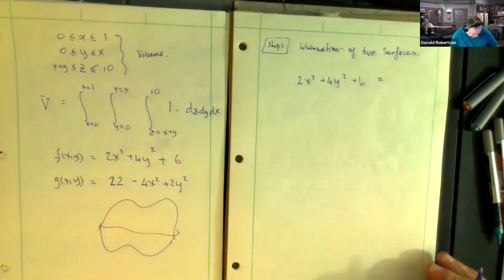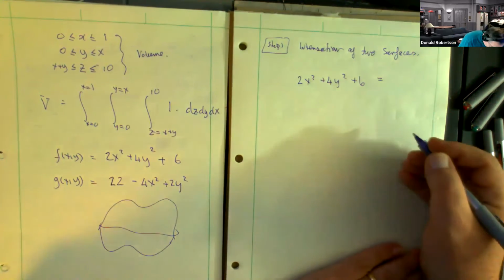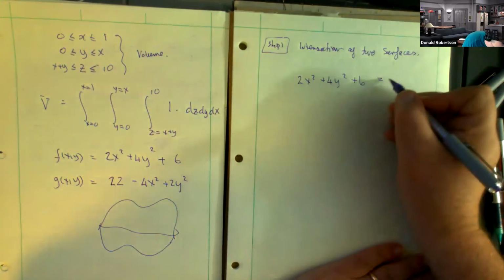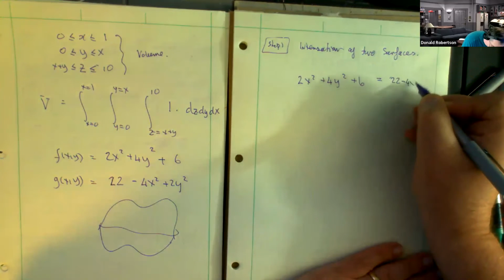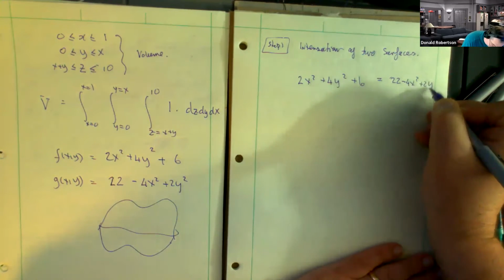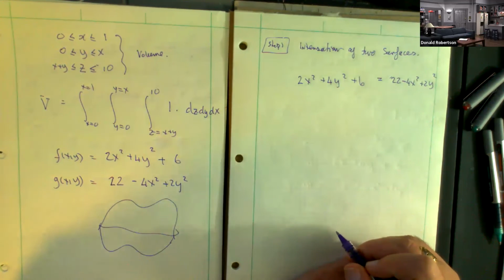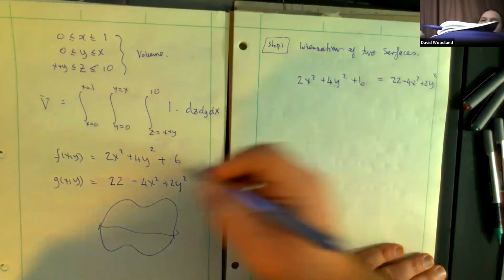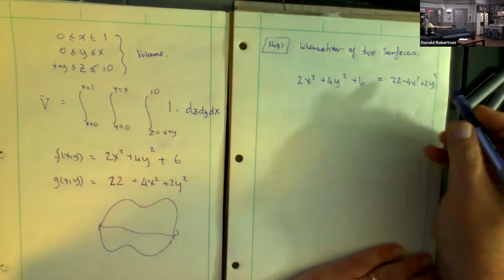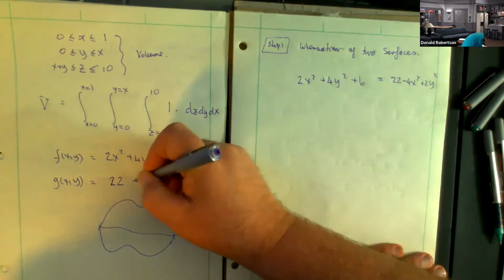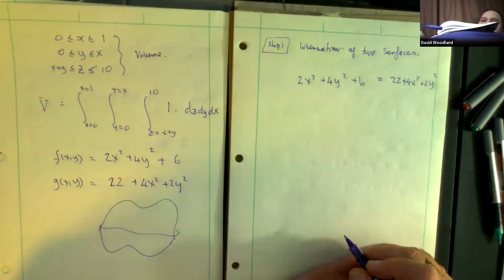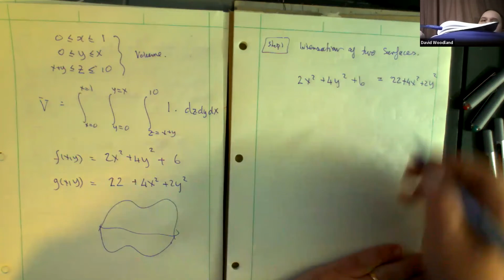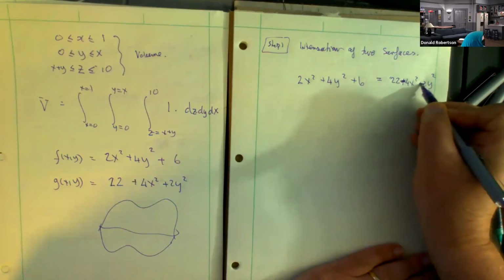That'll do. I'll make that 22 now. Okay, so we're going to have 22 take away 4x squared plus 2y squared. I want these guys to match up now. Yes, I do. There we go. Make that minus, make that minus.